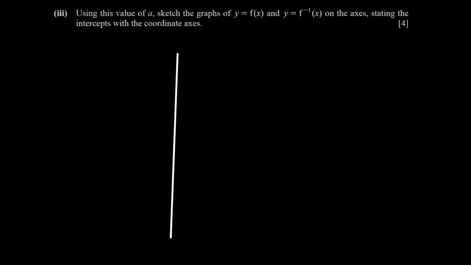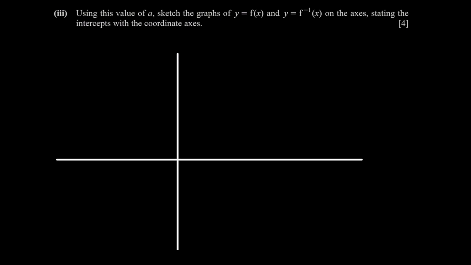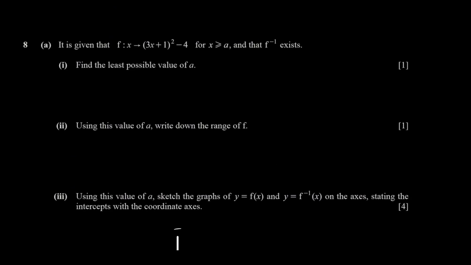So I'm going to draw this, like that, and let's say that's 1, 2, 3, 4, 1, 2, 3, 4. Sorry about that, and 1, 2, 3, and 4. Okay. Now, what is the graph going to look like?